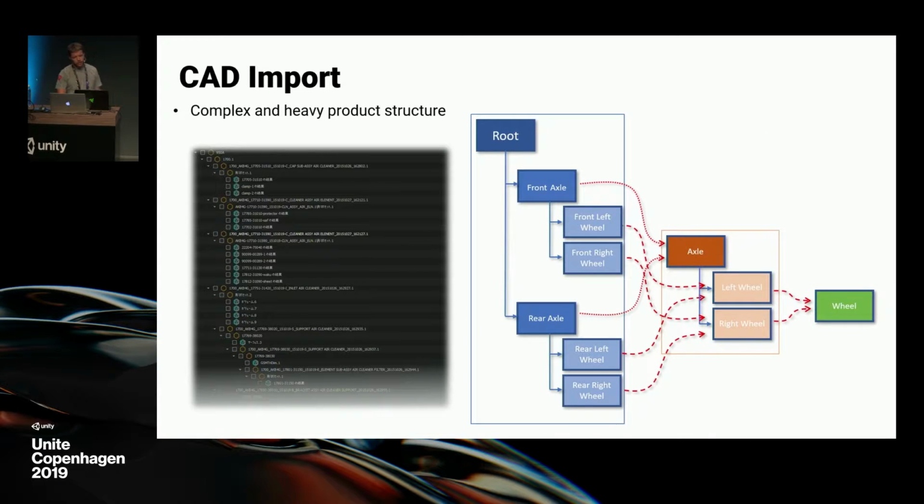A CAD file contains the complete product structure of the model, and for complex assemblies, it can be really heavy. For example, our customers often come with models composed of hundreds of thousands of parts assembled in more than 10 levels of hierarchy. Moreover, advanced concepts such as assembly instantiation or property overriding are needed to handle these structures properly.